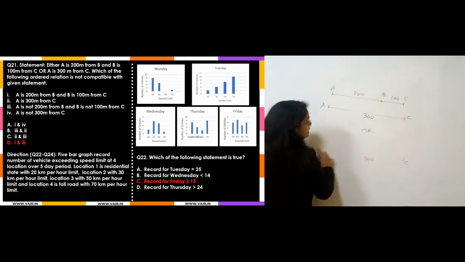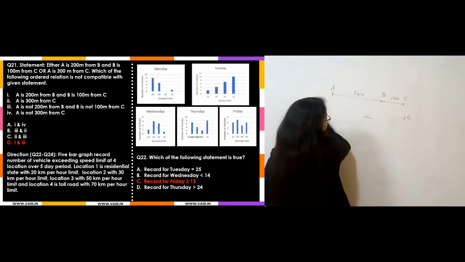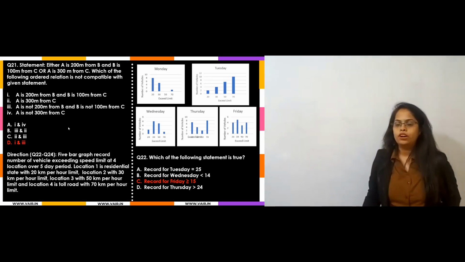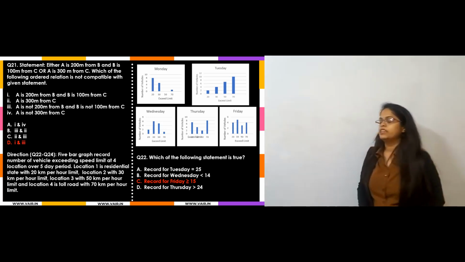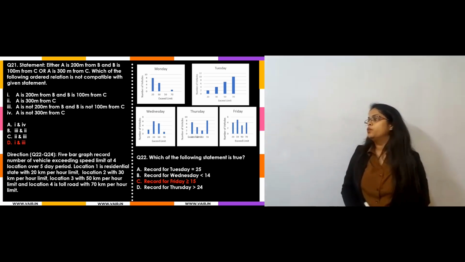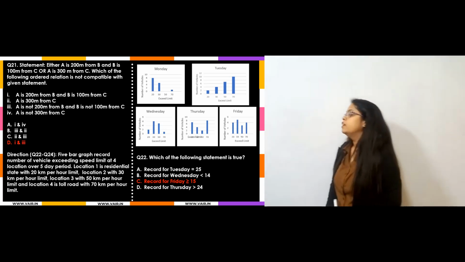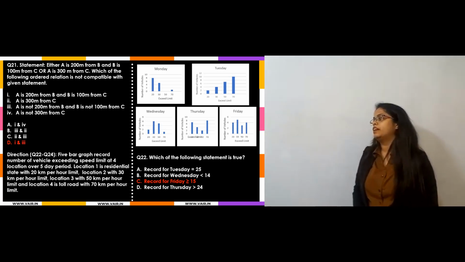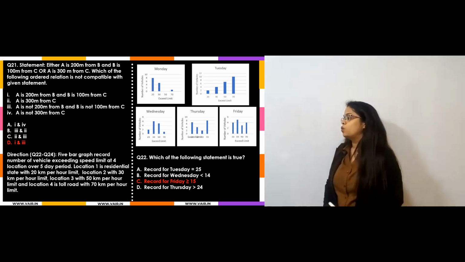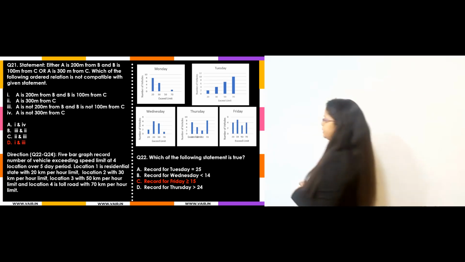You can see there are the DIs now. Here is the DI, and there were a total of 9 questions from this DI. Means there were 3 DIs. This is your first DI. What is it? A bar graph records the number of vehicles exceeding the speed limit at 4 locations over a 5-day period. Location 1 is a residential estate with a 20 km per hour limit. Location 2 with a 30 km per hour limit. Location 3 with a 50 km per hour limit. And location 4 is a toll road with a 70 km per hour limit.